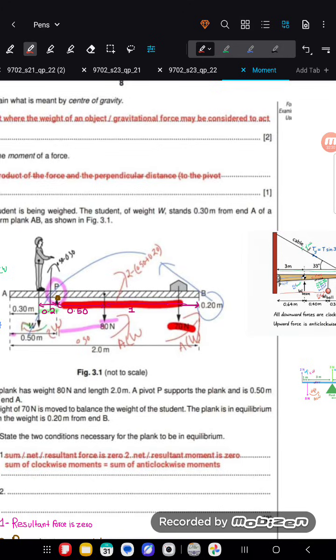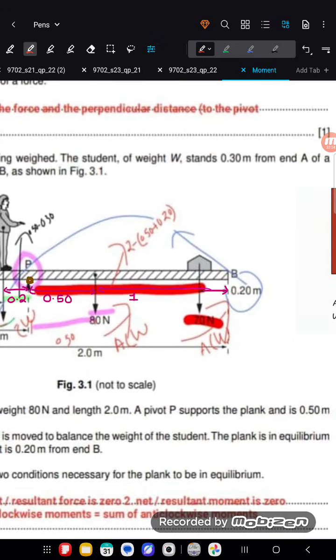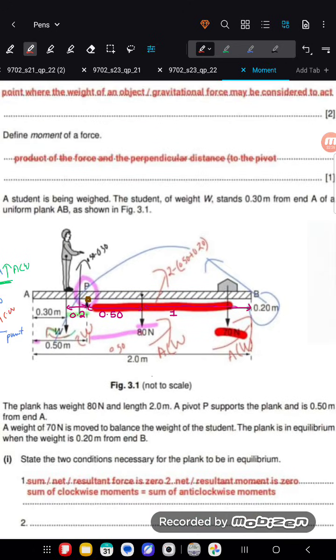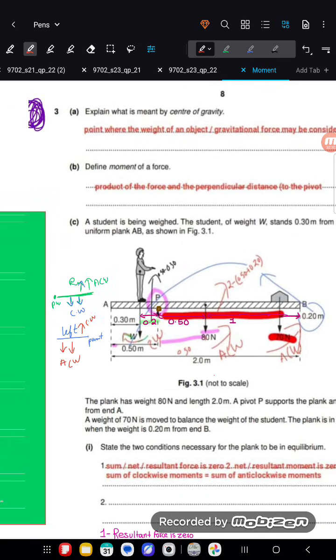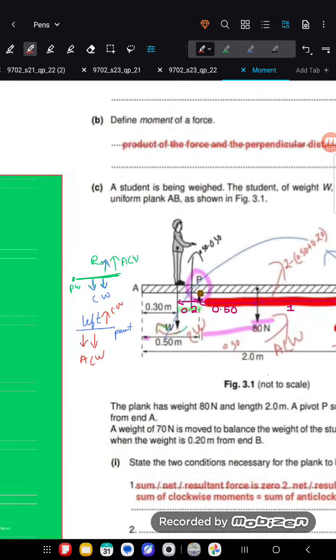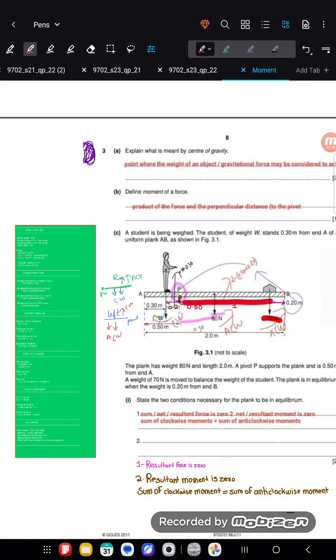Okay, so you can take this as anti-clockwise here, it doesn't matter. Okay, you take it as clockwise. The downward force you take as clockwise, and an upward force, if there is any upward force, you take it as anti-clockwise.